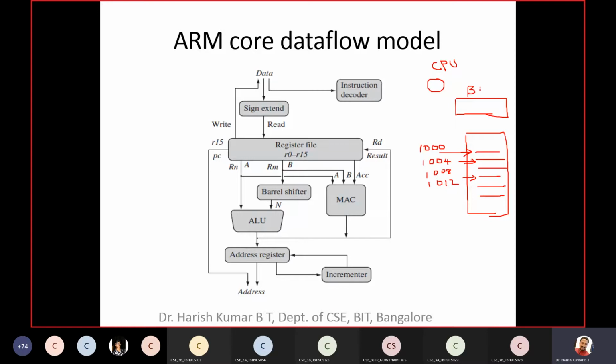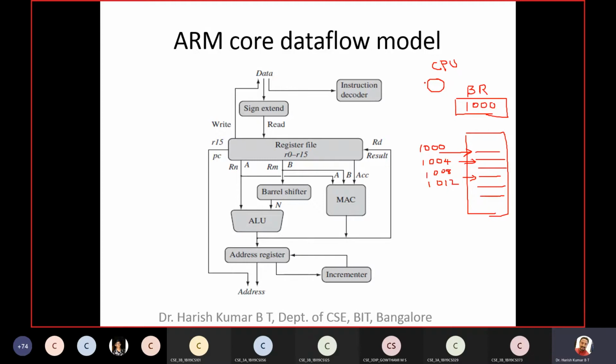BR, let me write base register. And what will this base register be holding? This base register will be holding the starting address of my program. Where is my program starting within the memory? It is starting from the address 1000. So the base register is holding the address 1000.